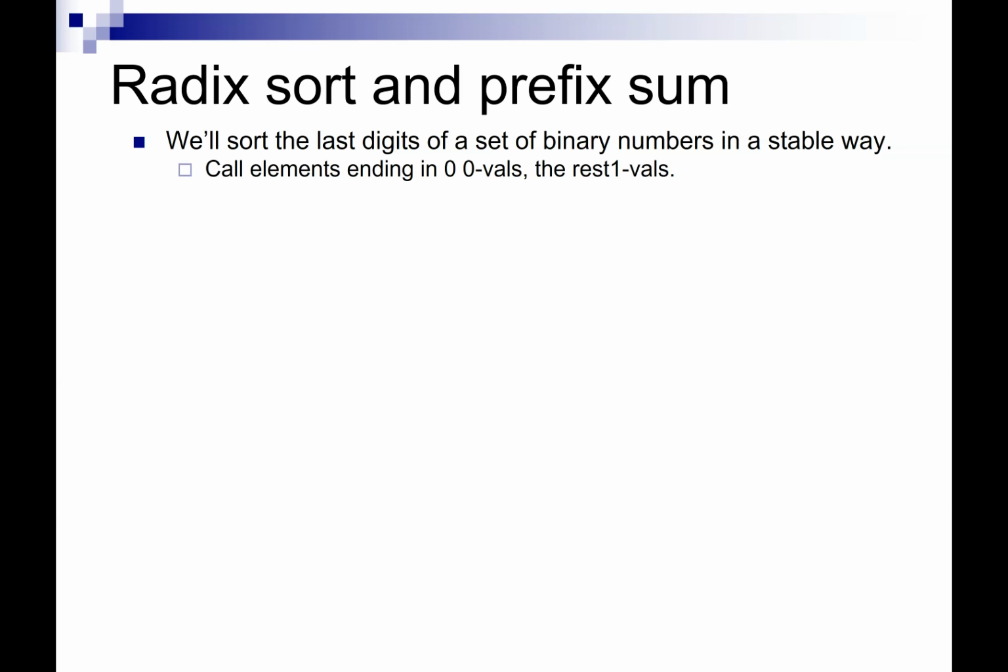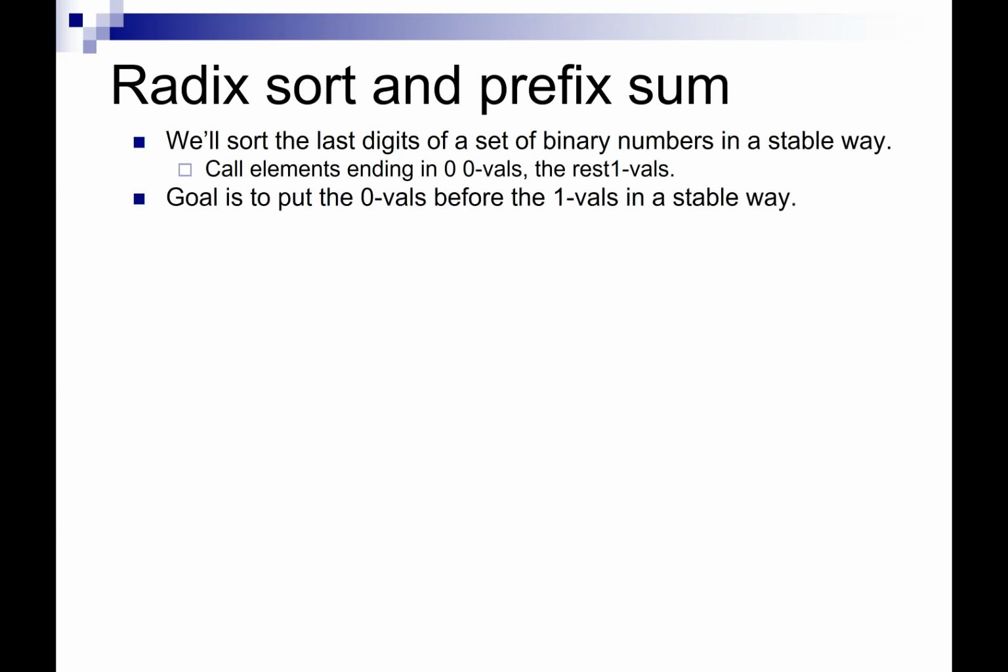Now since they're binary numbers, and we're going to focus on the last digit, the last digit is either going to be a 0 or a 1. So we're going to call the values which end with 0 the 0 values, and the other values which end with 1, we'll call them 1 values.